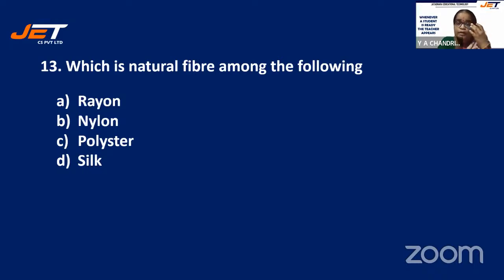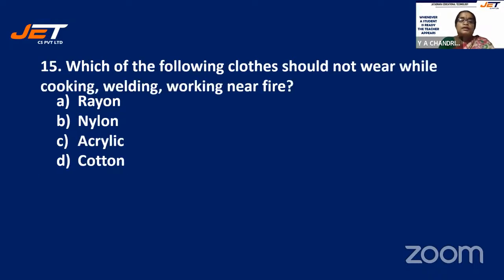Which is the natural fiber among the following? Rayon, nylon, polyester, silk. Let us see the answer. It is option D, that is silk. Silk is natural fiber.